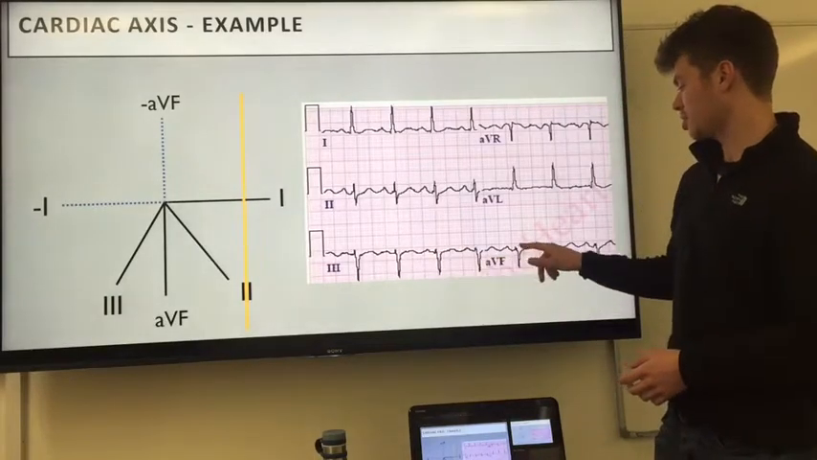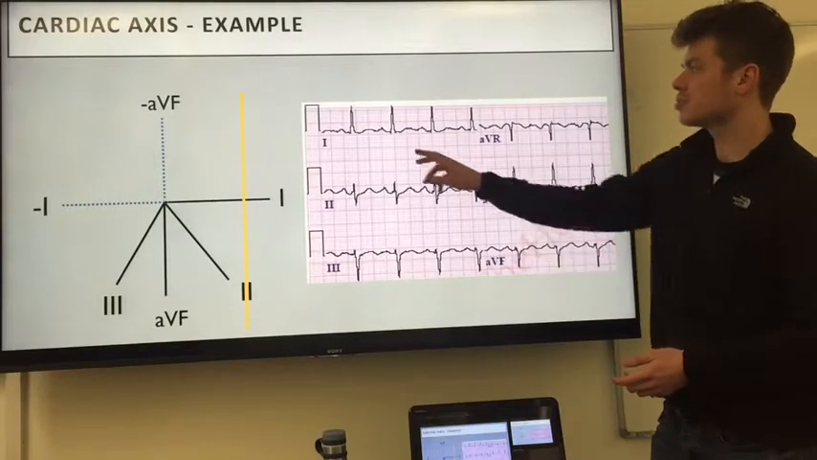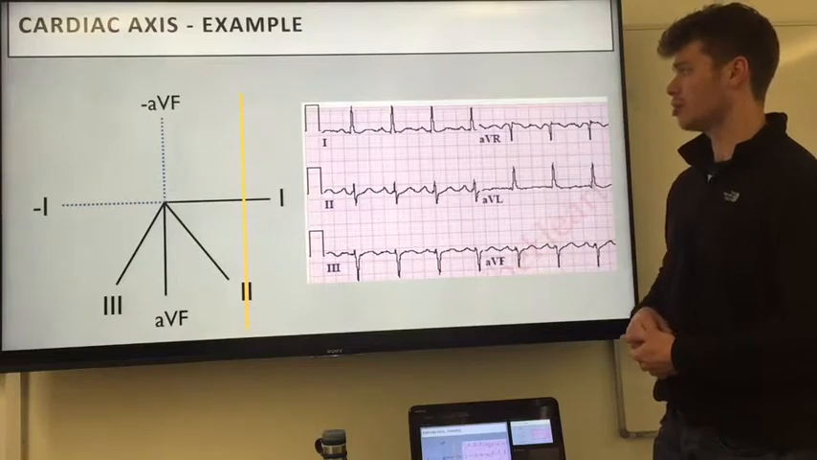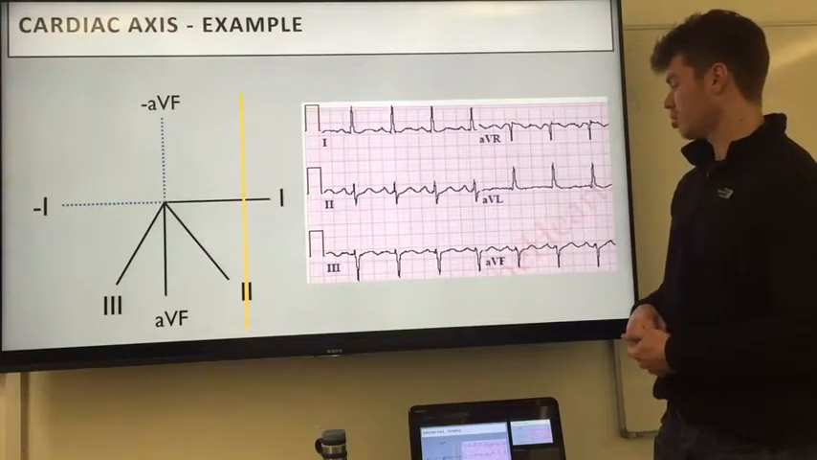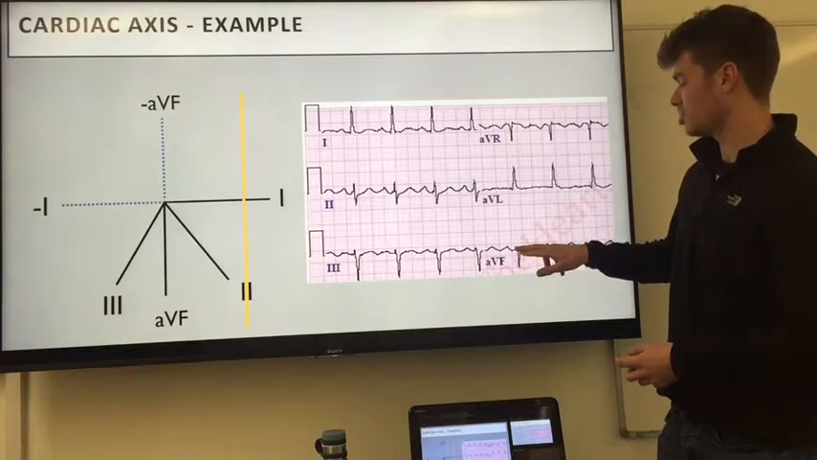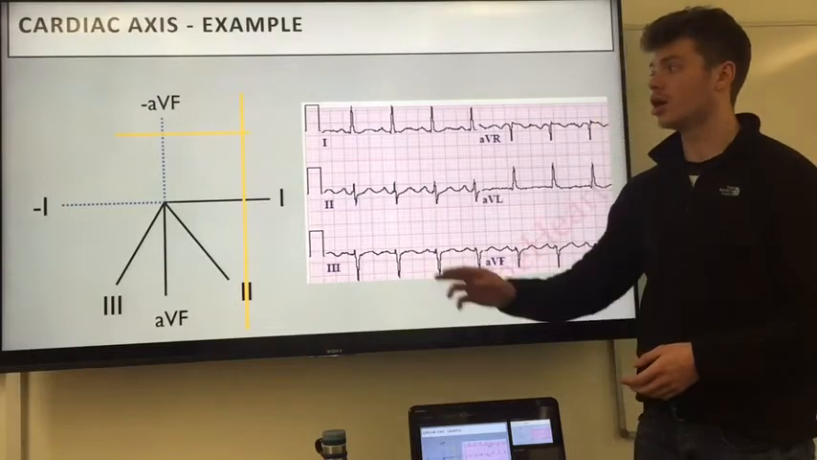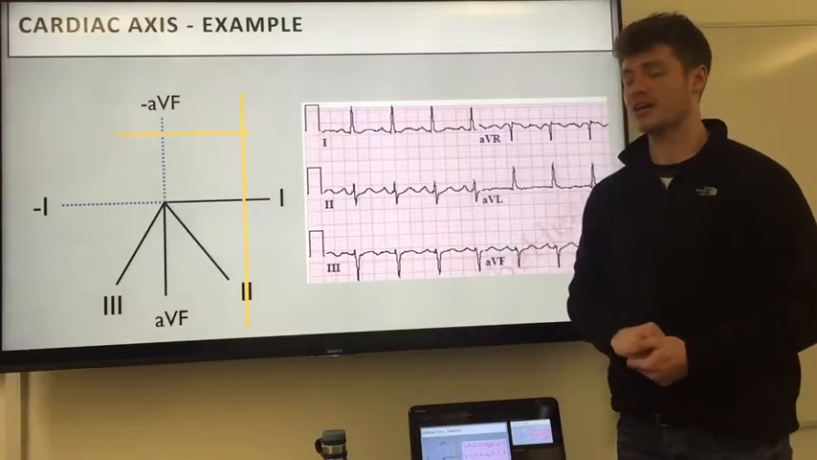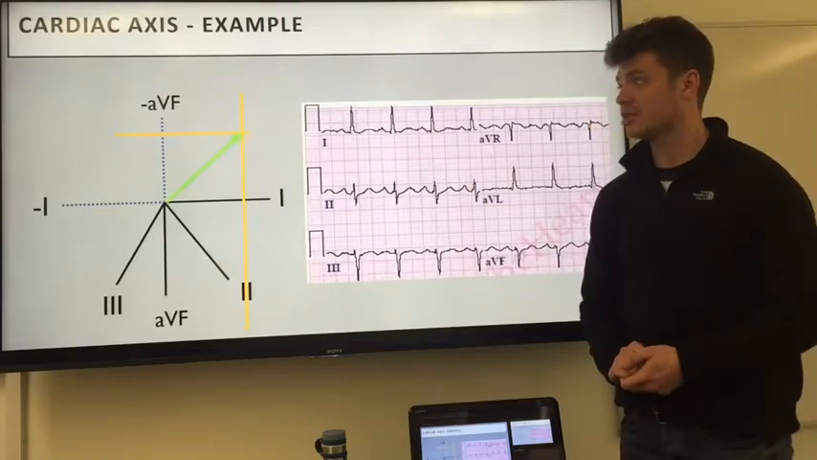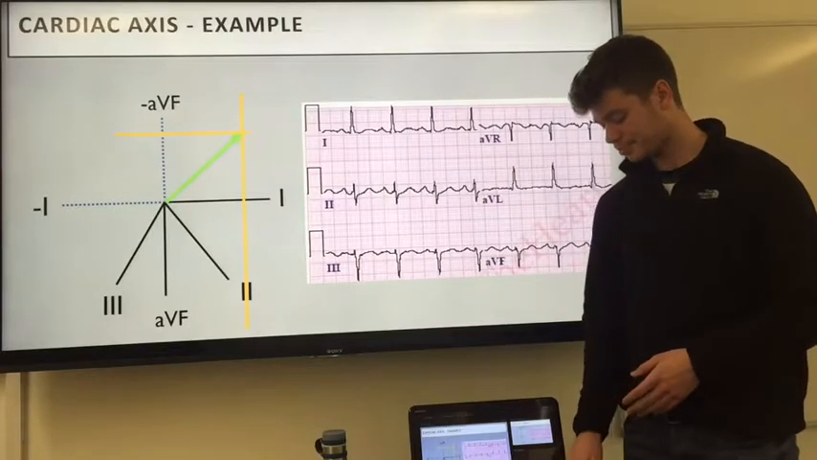Let's look at AVF, let's take this QRS here. It's very negative, maybe almost exactly the same height as lead 1, maybe slightly smaller, not very much, but it's very negative, negligibly positive, definitely negative. So we're going to be somewhere along the negative part of AVF. You can see these two lines have now crossed. That means the vector is pointing towards where they cross from the centre.